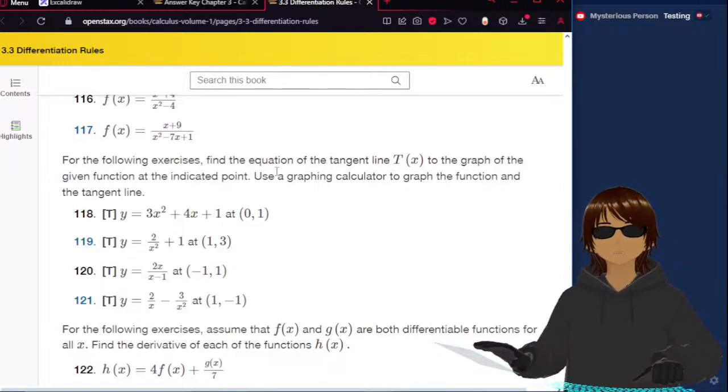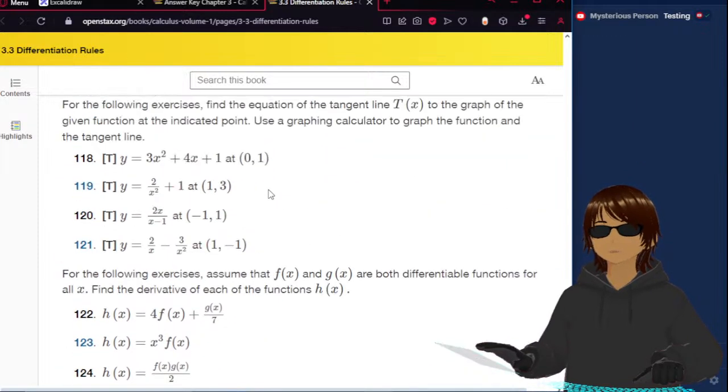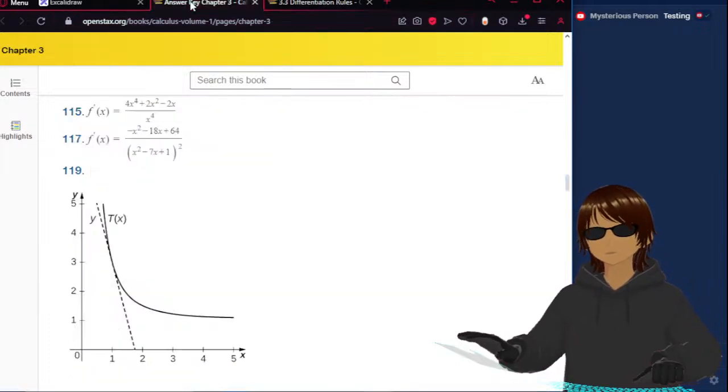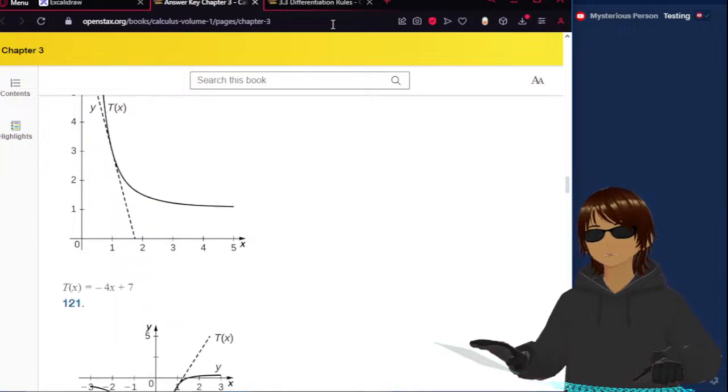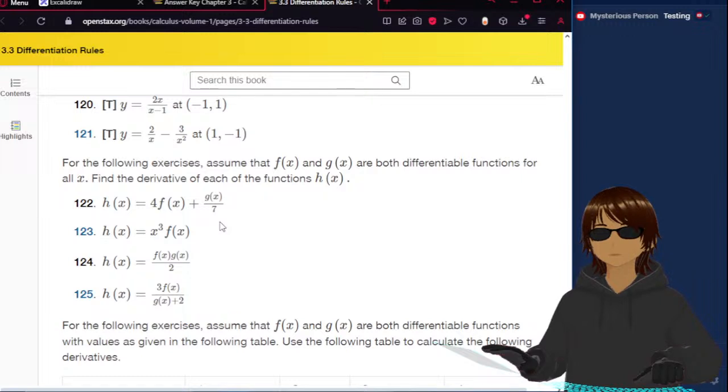For the following exercises, find the equation of the tangent line to the graph of the given function at the indicated point. Okay, I don't want to use a graphing calculator. I have the answer key open as well. Okay, let's do this one.